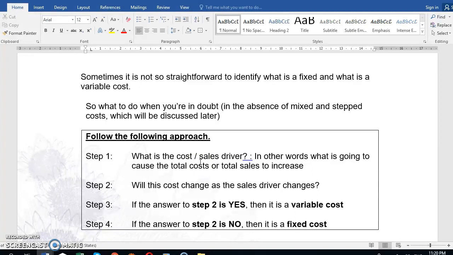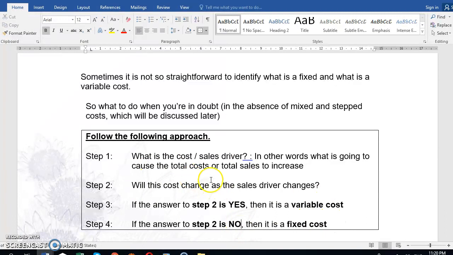Step 1 is to ask yourself, what is the cost driver or sales driver? In other words, what is going to cause total cost or total sales to increase? That is typically the number of units sold or produced. Step 2 is to ask yourself whether the cost in question is influenced by step 1, which is the sales driver. If your answer to step 2 is yes, then you have a variable cost. If your answer to step 2 is no, then you have a fixed cost.